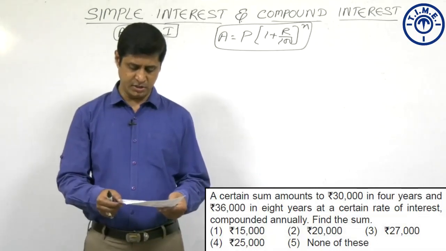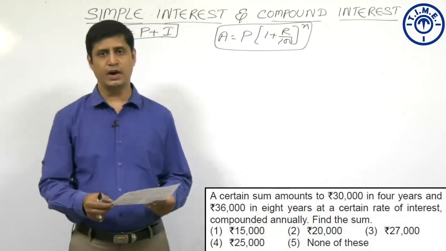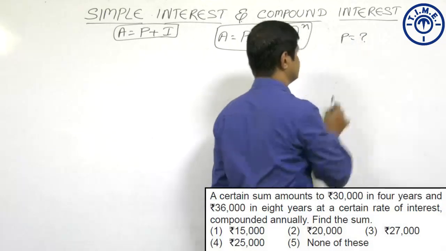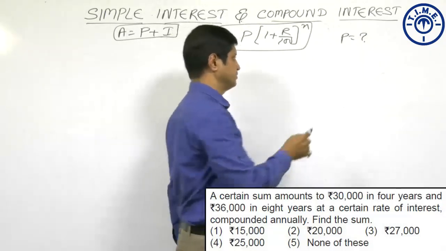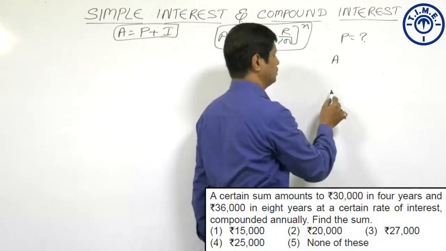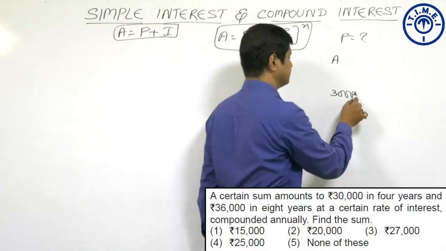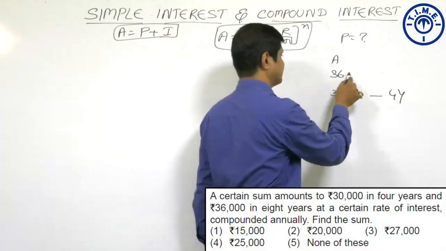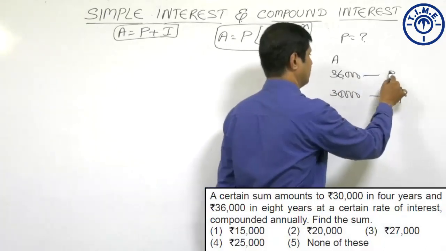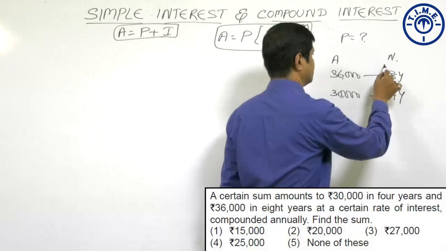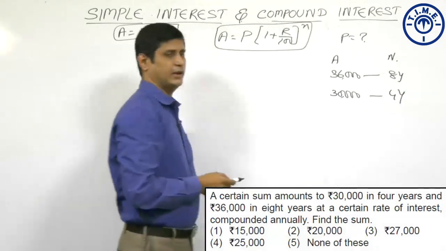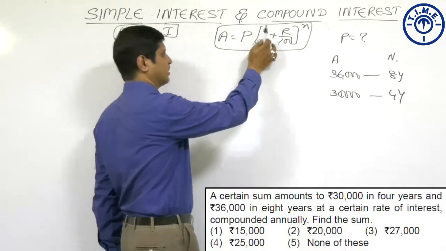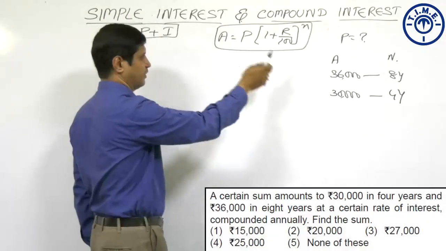certain rate of interest compounded annually. Find the sum. Now, the principal is to be found. What is given here? The amounts are given. What are the amounts? Amount rupees 30,000 over a period of 4 years and 36,000 over a period of 8 years. Now, the principal value is to be found. The formula for the amount is A is equal to P into 1 plus R by 100. Now, I am applying this same formula.